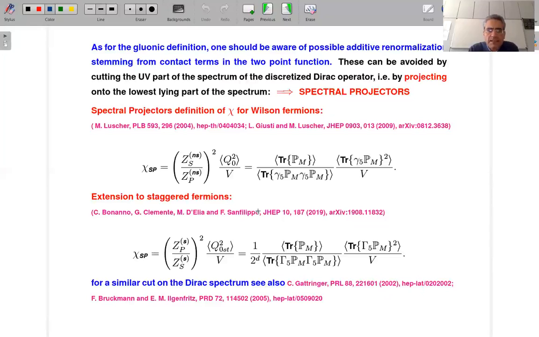I would like to stress that this idea of cutting away the highest part of the Dirac spectrum is also the basis of a different definition of cooling, which has been proposed almost 20 years ago, in which the idea was to perform a sort of smoothing by just taking into account the lowest lying part of the Dirac spectrum. If you are interested, I would suggest also to read these papers. The proposal was by Christoph Gattringer.